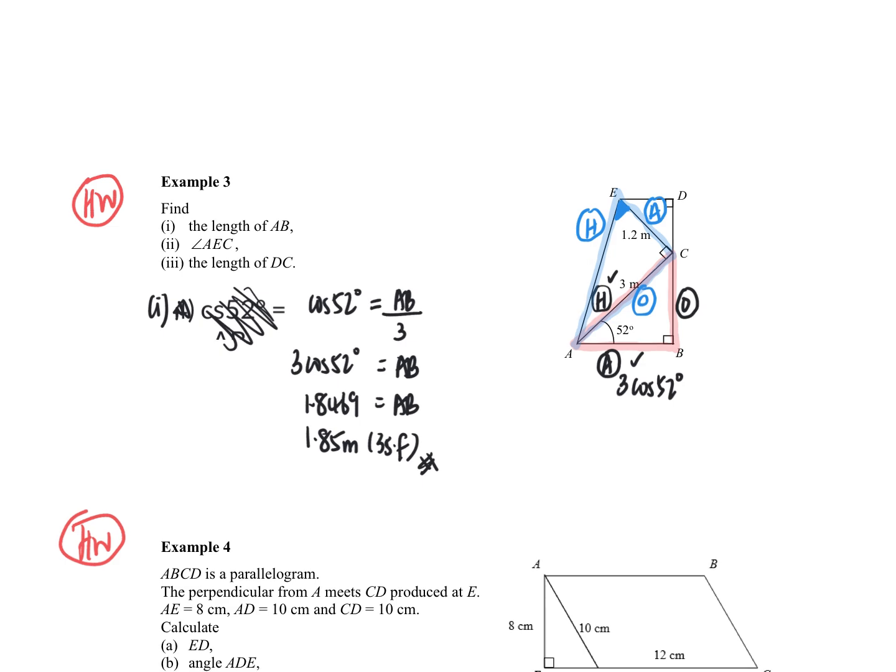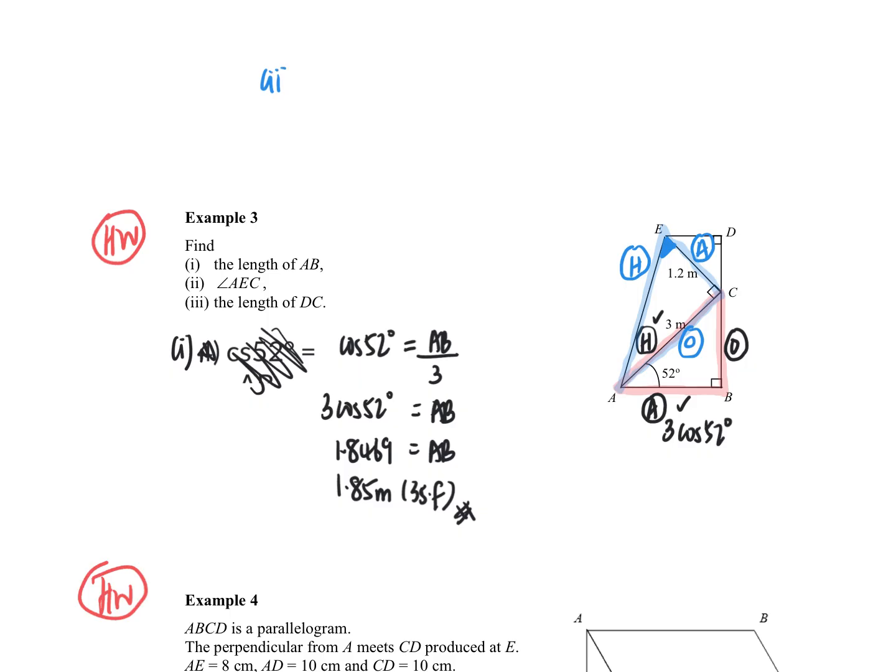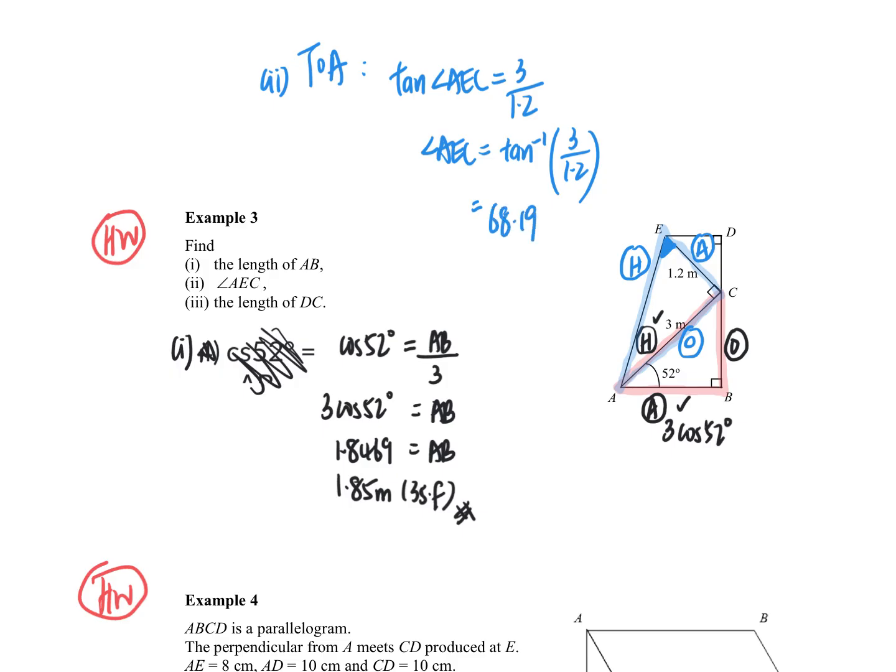So I have A, I have O. I want to find the angle. Which ratio should I use? O and A. TOA. So tangent of the angle AEC is opposite over adjacent. So in order to find the angle, you do a tangent inverse. Okay? So answer? 68.198. So 1 dp 68.2. So if you want, you can label it.